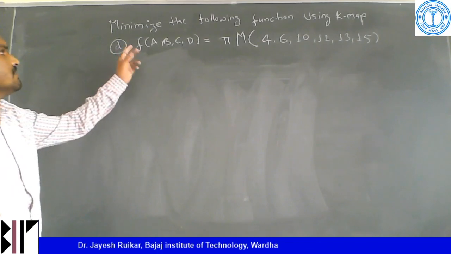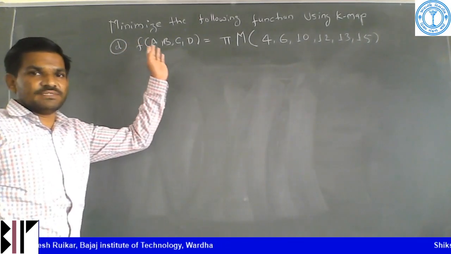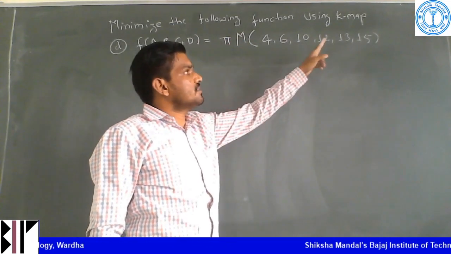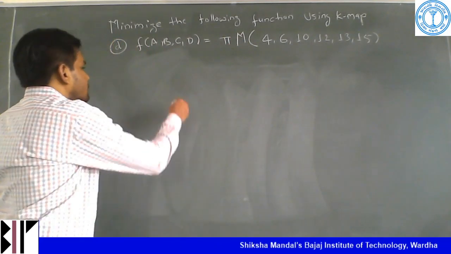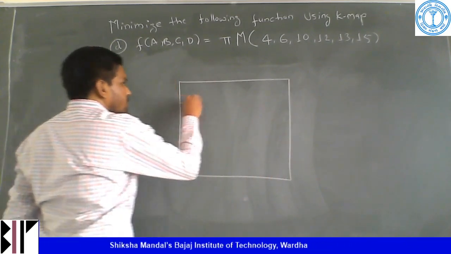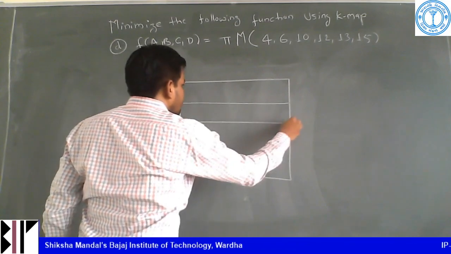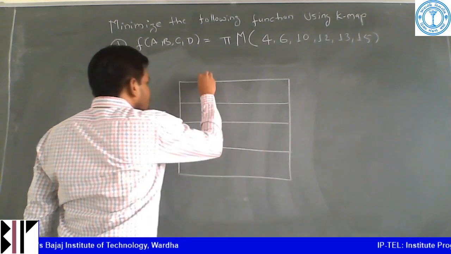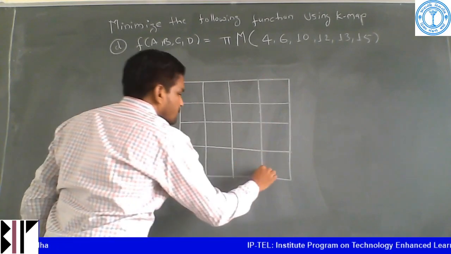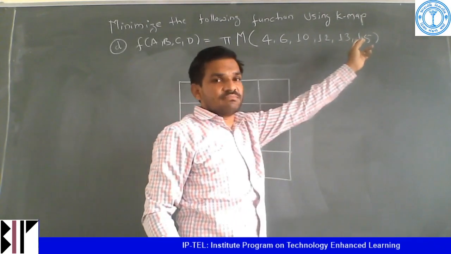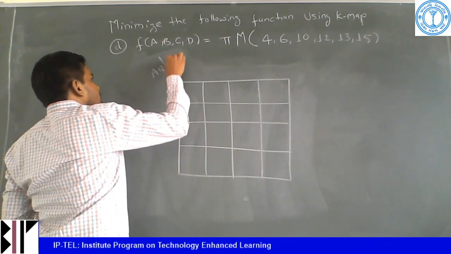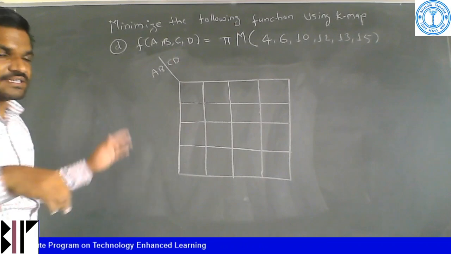So next example, function of ABCD has been given in terms of max terms, that is pi m 4, 6, 10, 12, 13, 15. So this is a 4 variable K map, so I will draw a 4 variable K map. Remember, this is in terms of max terms, so you have to write zeros in case of each max term. So this side I am writing AB and this side CD.